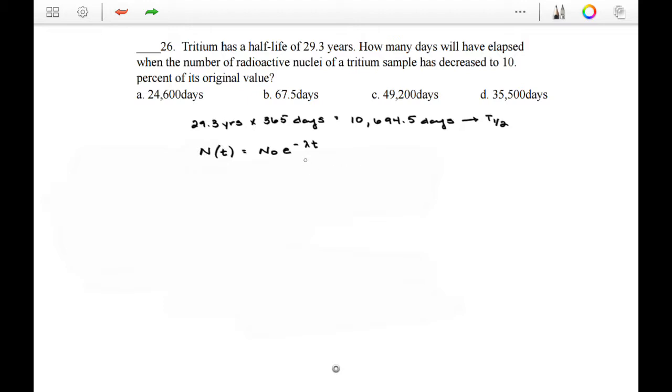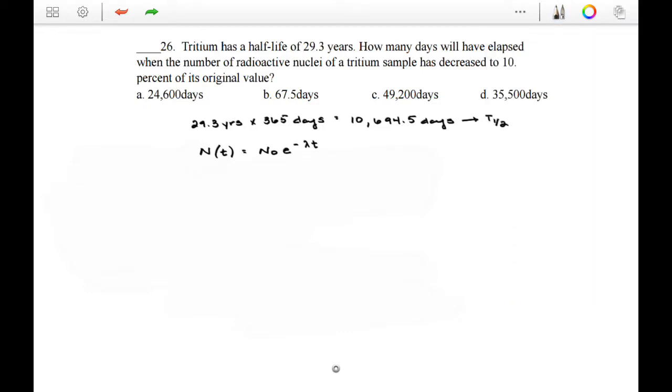And then the next thing that I want you to consider is the equation that we're going to use. If we're ultimately looking for time, and we know the number of radioactive nuclei that's left, and the number of radioactive nuclei that we started with, then we can also calculate our decay constant. This is the equation that we're going to use, but first we need to calculate our decay constant.